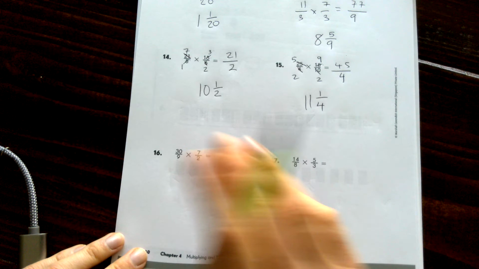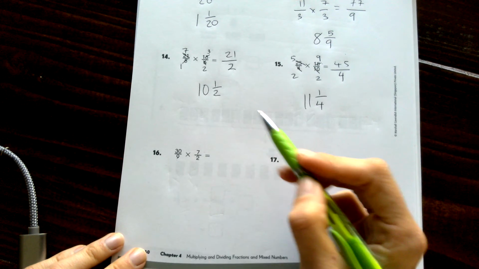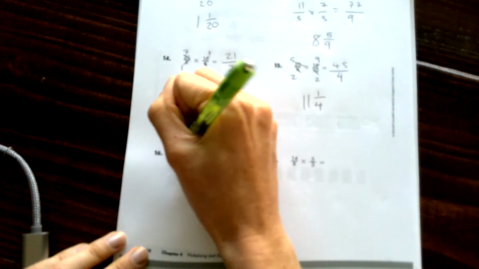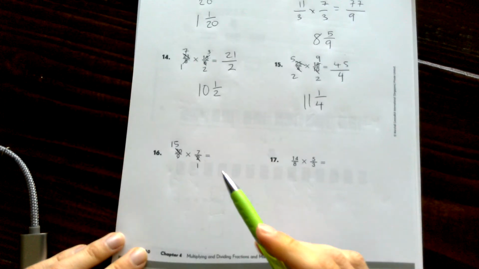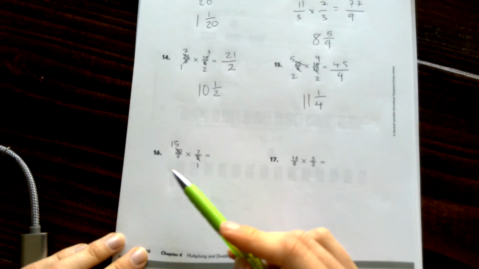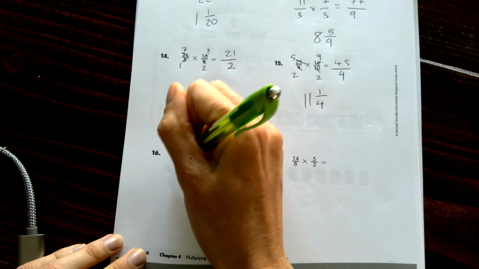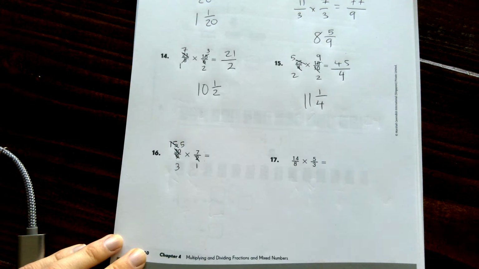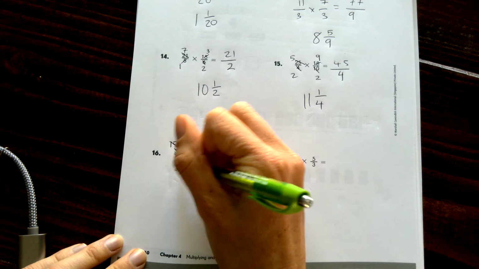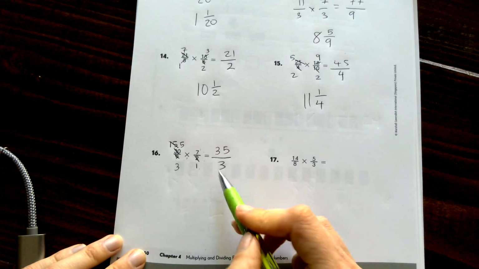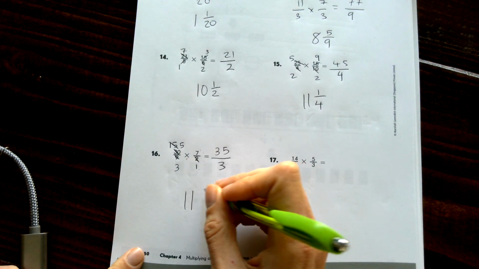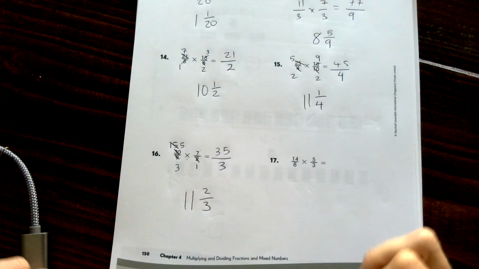9 and 7, nothing, because 7 is prime. 30 and 2. 2 divided by 2 is 1. 30 divided by 2 is 15. Now, 15 and 9 both have 3 in common. So 9 divided by 3 is 3. 15 divided by 3 is 5. 5 times 7 is 35. 3 times 1 is 3. 3 goes into 35 11 times, which is 33. 34, 35. 2/3 remaining. All right.